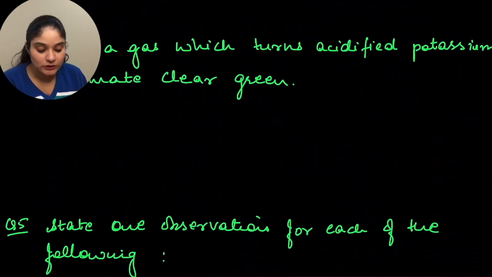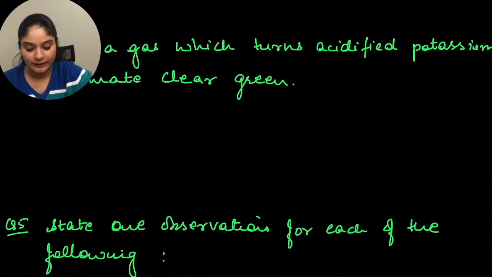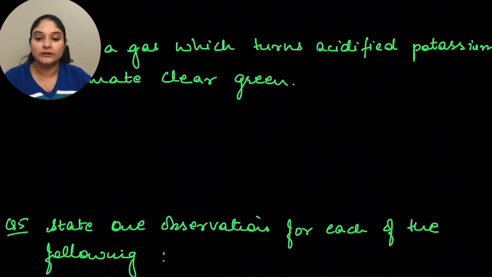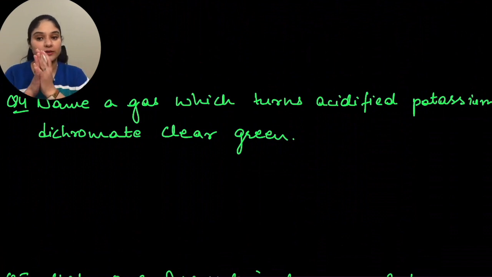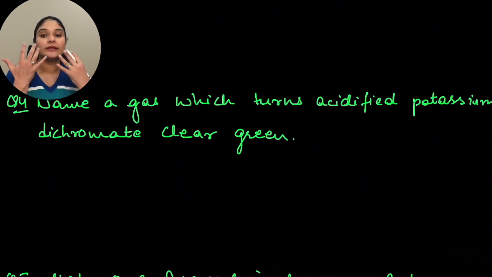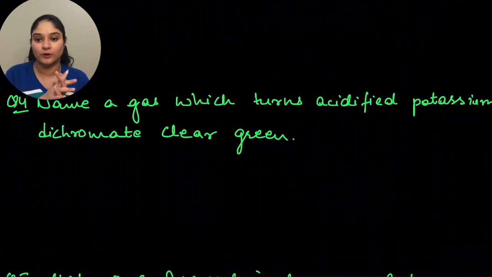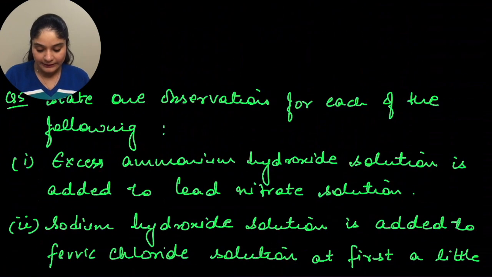Name a gas which turns acidified potassium dichromate clear green. Okay. So this is not related to that particular chart. I have also covered the different gases and their tests in one of the analytical videos. So make sure that you check out that if you have any issues with it. Now, as we have laid base about everything, now we'll be going fast with our questions because I need to cover about 38 questions in this particular session. So let's be quick. So name a gas which turns acidified potassium dichromate clear green. That will be sulfur dioxide. Let's move to the next one.